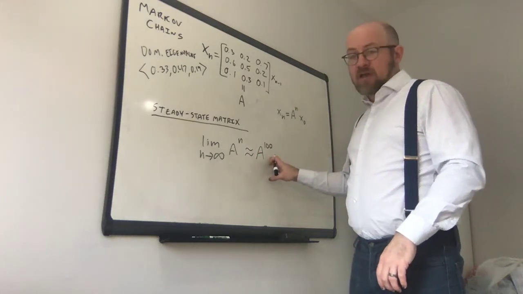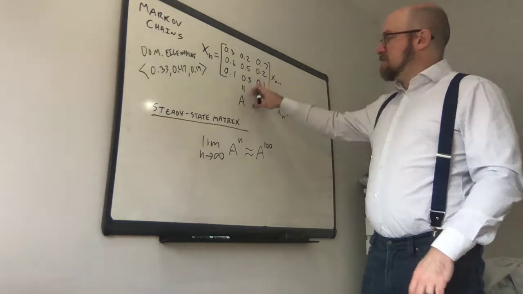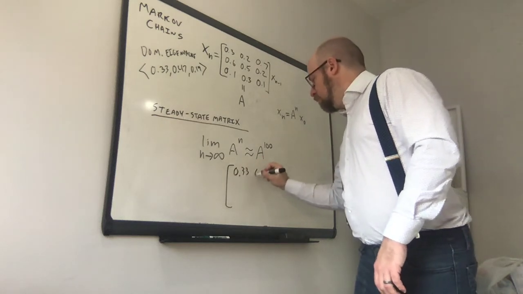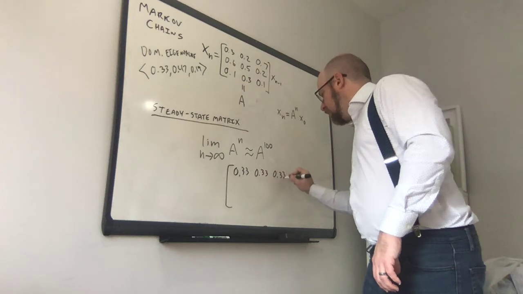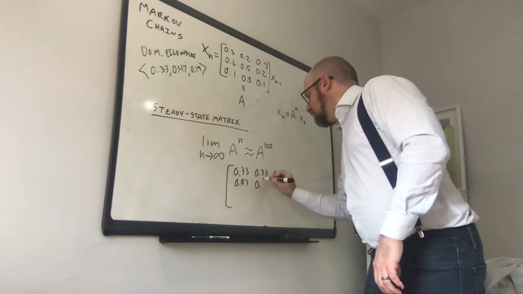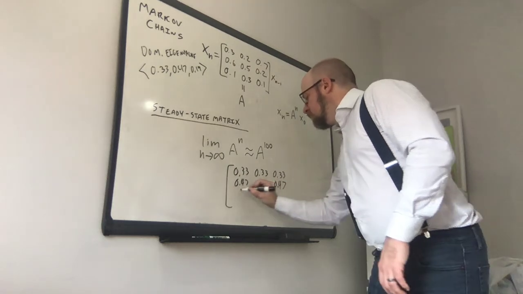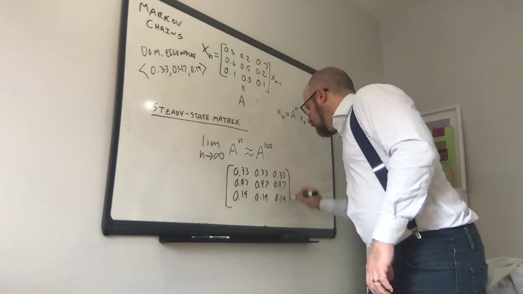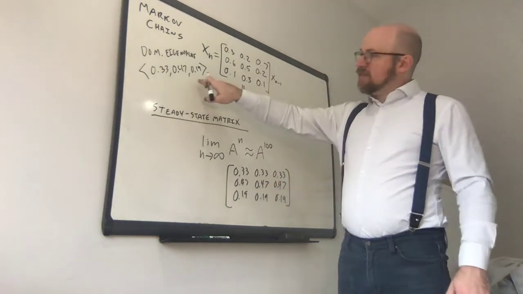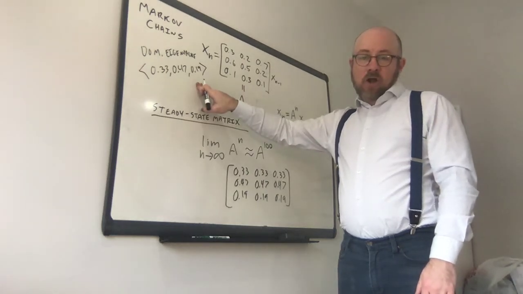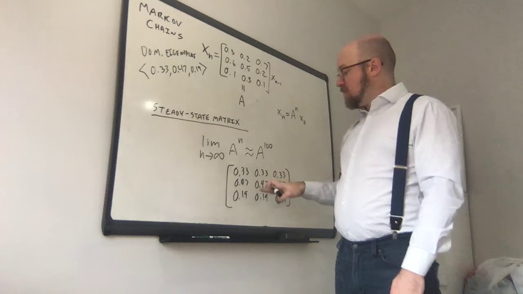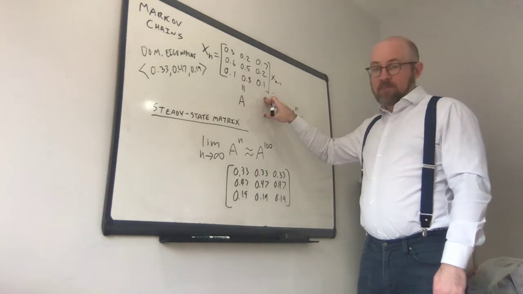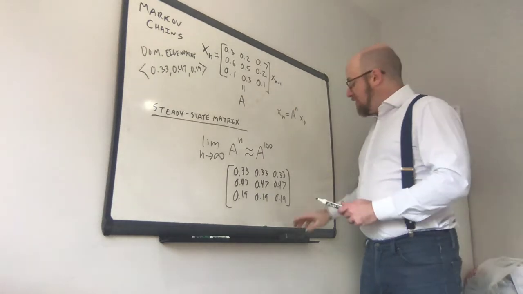If you look at this matrix A to the 100, for this particular matrix A, it comes out to 0.33, 0.33, 0.33, 0.47, 0.47, 0.47, 0.19, 0.19, 0.19. So this steady state matrix is just 3 copies of our dominant eigenvector. This is another way to see the dominant eigenvector coming out of the problem. Okay?